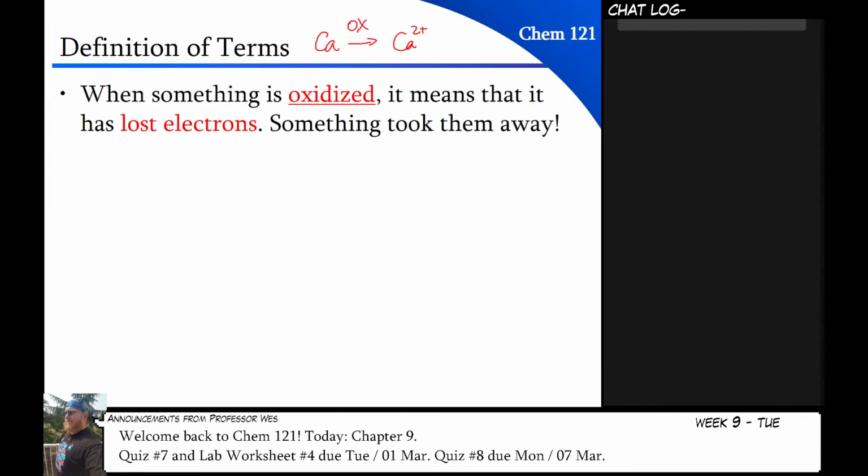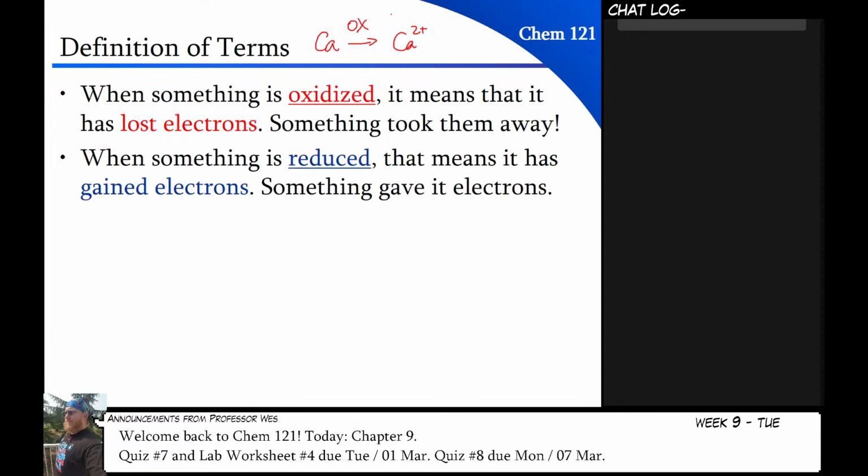Now, I can't just delete electrons. You can't just throw them in the bin and have the rubbish man take them out to the curb. You have to give them to something else in the reaction. So the opposite of being oxidized is called being reduced. Reduced means that a substance has gained electrons.